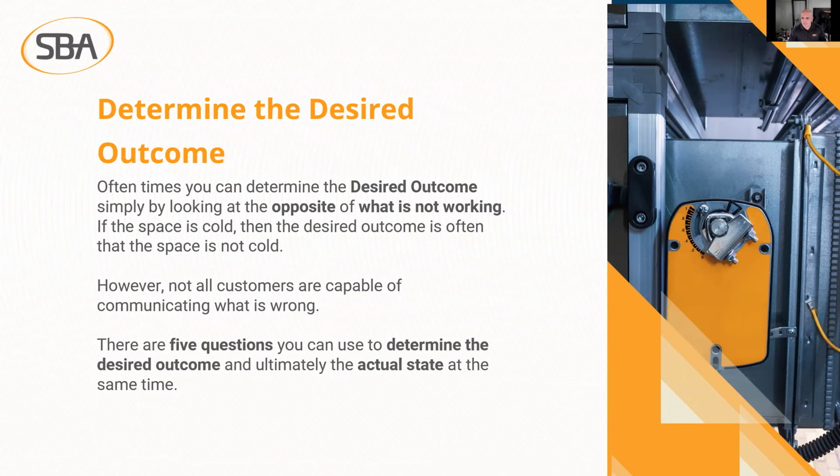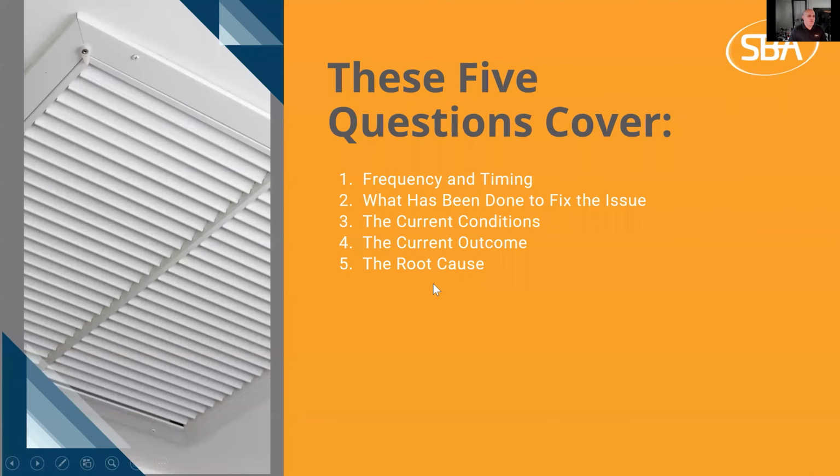However, not all customers are going to be capable of communicating what is wrong. And so there's kind of 5 questions I like to dig into that help me determine when I show up on a job site what my desired outcome and the actual state are. All right, so the 5 questions are going to be focused on frequency and timing, what has been done to fix the issue, the current conditions, the current outcome, and the root cause.